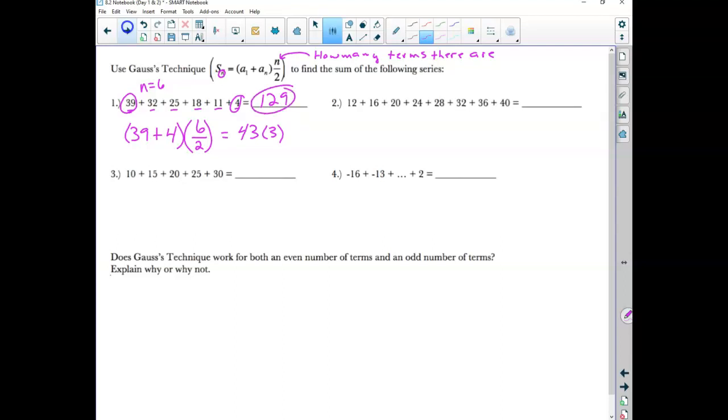And we don't even have to touch our calculator with it, okay? Number 2, we're going to take the first term 12 plus the last term 40. So we're taking the first one plus the last one.